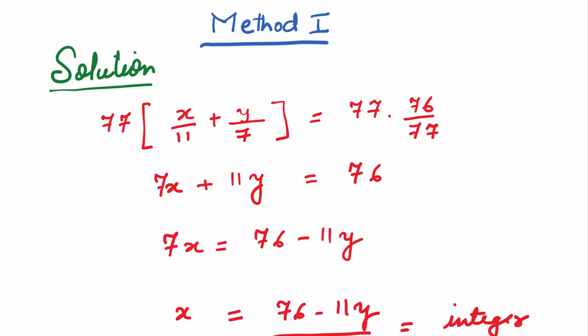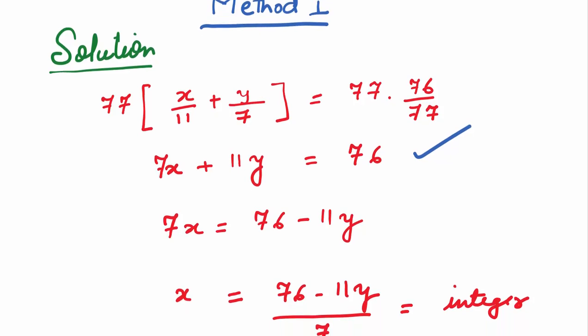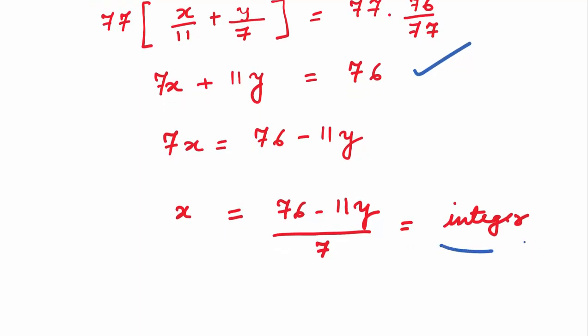So how do we solve? We will solve the problem in three different ways. But first of all, we will reduce the equation to a linear Diophantine equation. If you multiply all over by 77, you will get 7x plus 11y is equal to 76. Rearrange. You will get 7x is equal to 76 minus 11y. Now, if you bring the 7 down, you see x is equal to (76 minus 11y) upon 7, and this has to be an integer, which means that in this equation 7x is equal to 76 minus 11y, this term has to be a multiple of 7.